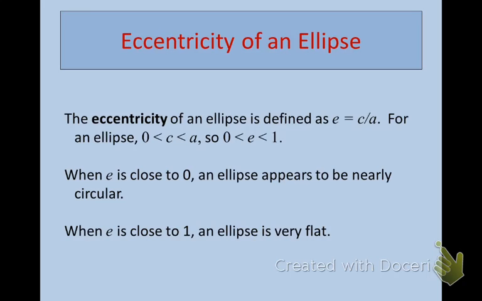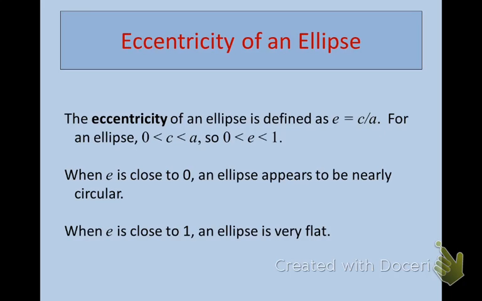If, on the other hand, you have an eccentricity that is close to 0, that means that your C value is really far away from your A value. What happens again is if you do A squared minus C squared to find B squared, now you have a bigger difference between the two, so B is going to end up being bigger, so you're going to get a wider ellipse.